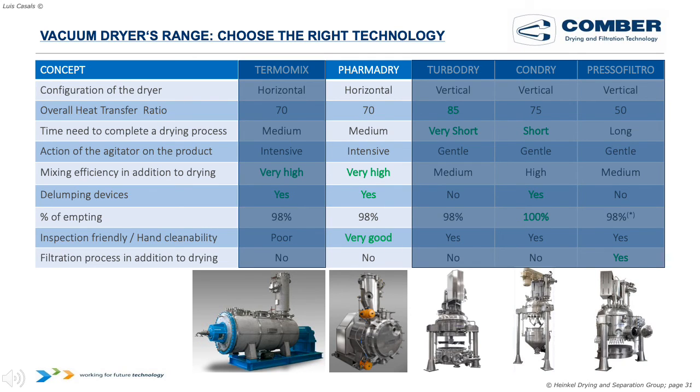The next one is the Pharma Dry. As you can see in the column, the main benefit of the Pharma Dry is the easy inspection and the hand cleanability. In fact, it's the only dryer with an openable front door. Of course, as you can see in the column, it's quite good in mixing efficiency, and of course you can also install a delumping device.